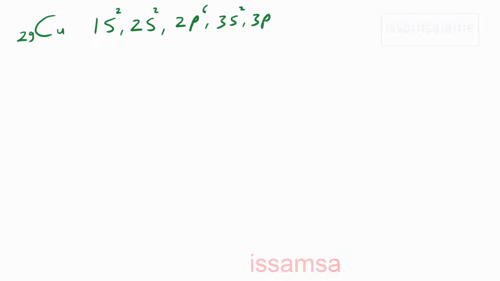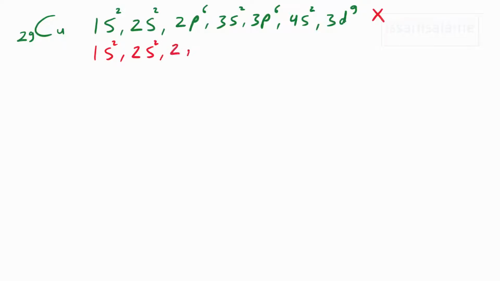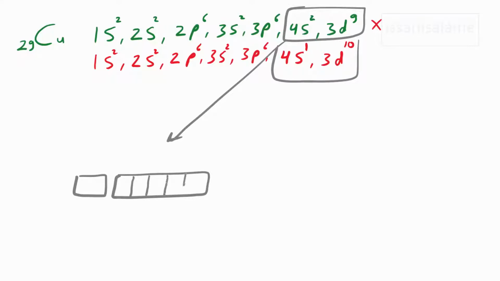Now let's have another example, the electronic configuration for copper with 29 electrons. If we write the electronic configuration the way that we used to do, it will end with 4s2 3d9. But as I told you, copper also is an exception. It shouldn't be written like this. It should end with 4s1 3d10. Let's look at the distribution of electrons in the different subshells and see the difference between the first case and the second case.